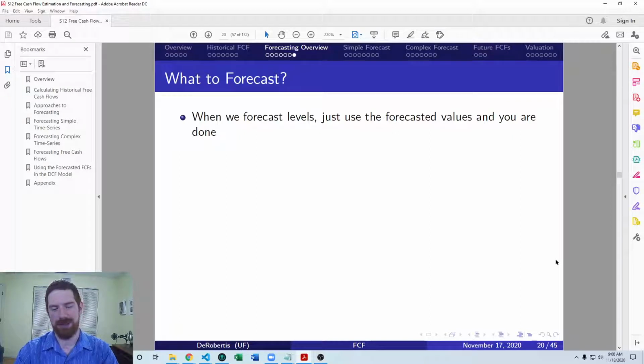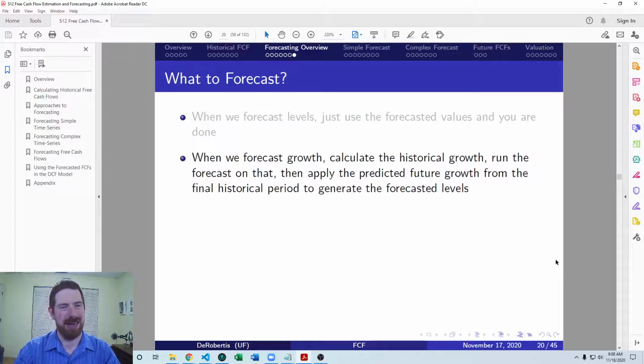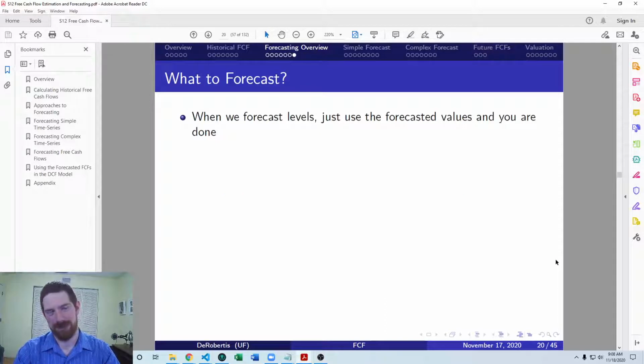We have to choose the time series model, trend, recent value, growth, etc. But we also have to choose what to forecast: the levels, the growth, or percentage of another item. And there's a little bit different of a process of what you do depending on what you're forecasting. When you forecast the levels, then you just forecast it and you're done. The results from your forecasts are the results that you need, and so you're done.